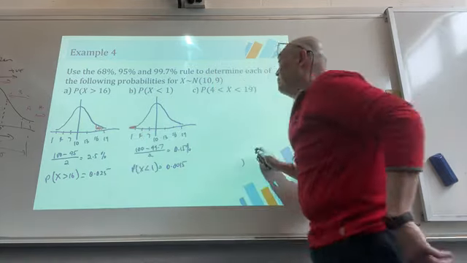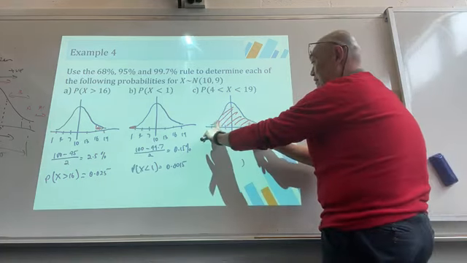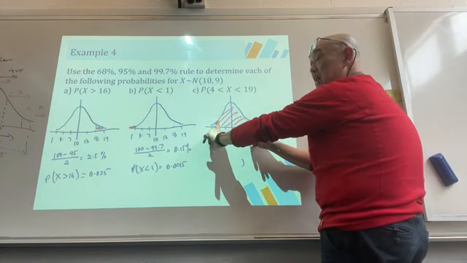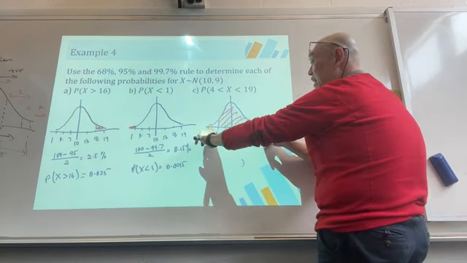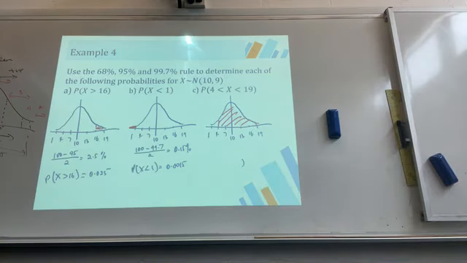And then between 4 and 19. You know that 4 is 2 standard deviations away and 19 is 3 standard deviations away. So you do know that, for example, here, it will be 95%. So 99.7 take away 95 divided by 2 gives this small area here. And then you add it together, and therefore you get 0.9735.